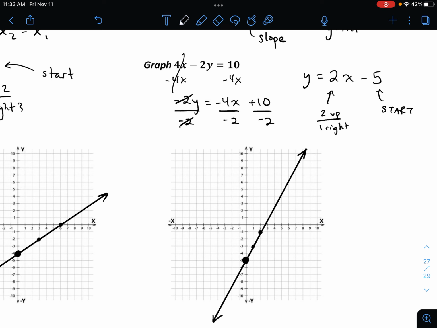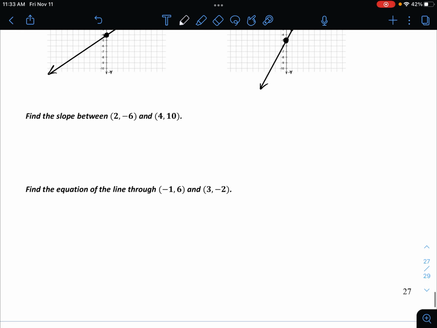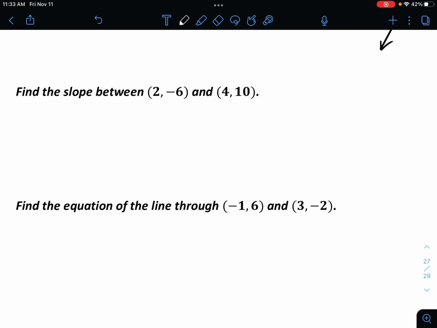All right, so that's how you graph lines. If it's not in slope-intercept form, you have to first put it into slope-intercept form. If I'm asked to find the slope between 2 points, again, that's my slope formula: y2 minus y1 over x2 minus x1.